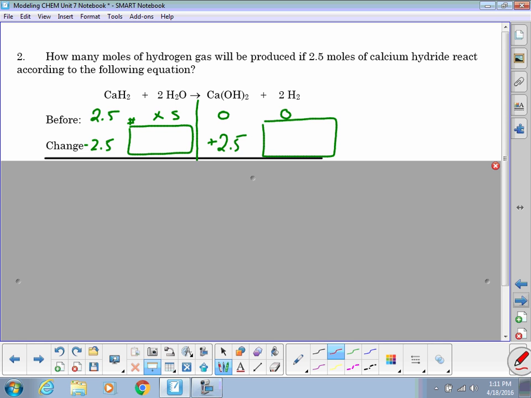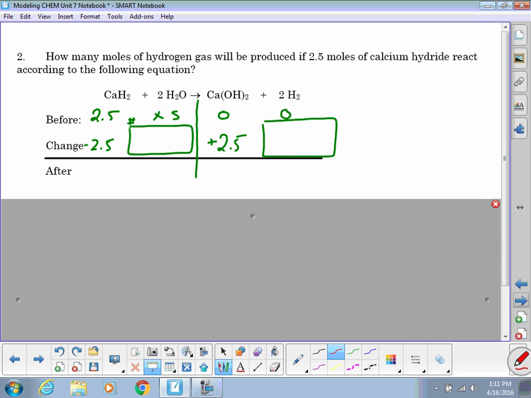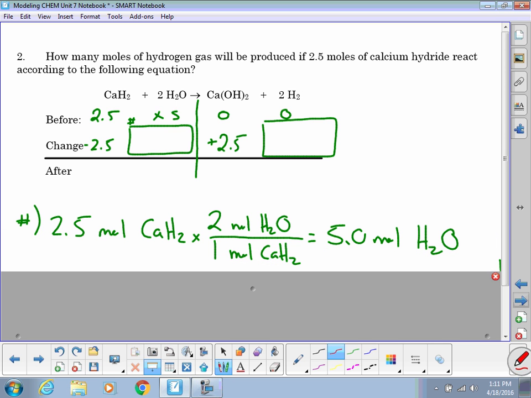But now I'm going to need to calculate my other mole values, the amount of water that's being used or the amount of hydrogen gas that's being produced. Notice that the ratio of calcium hydride to water is going to be 2-to-1, and it would also be 2-to-1 with hydrogen to the calcium hydride. So really we just need to find one of those values. And so I set up my calculation here.